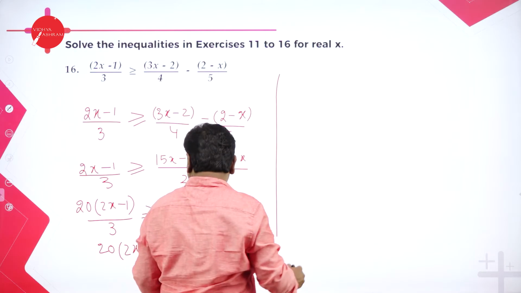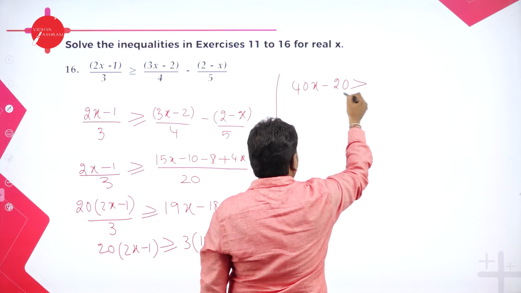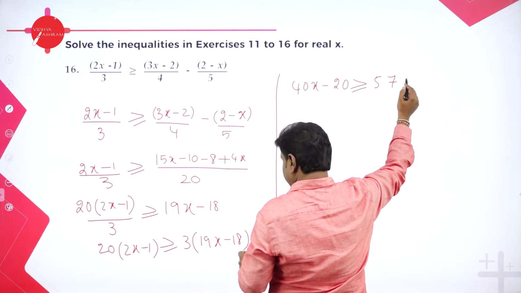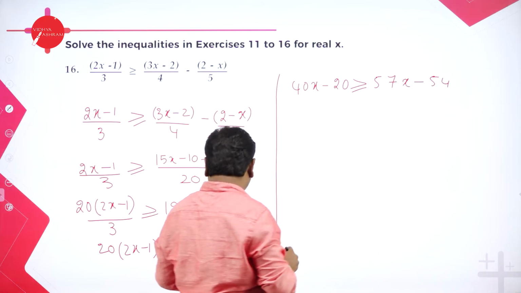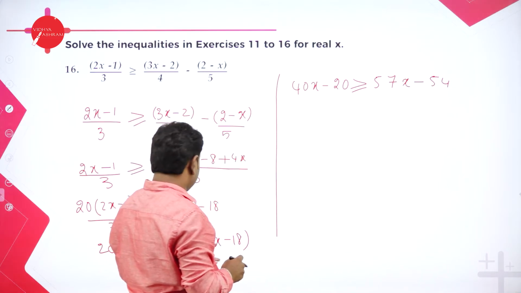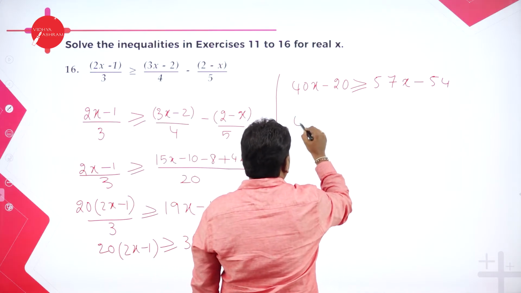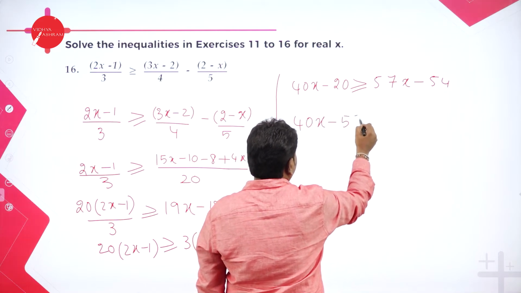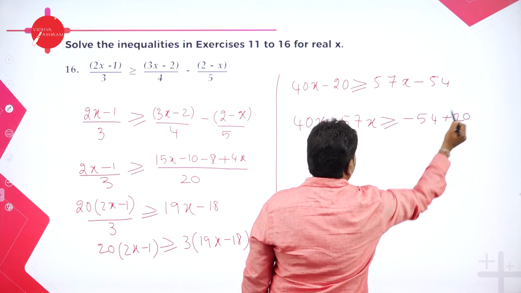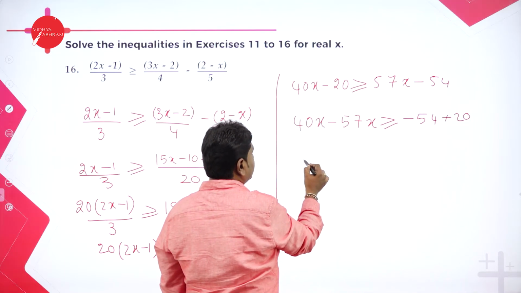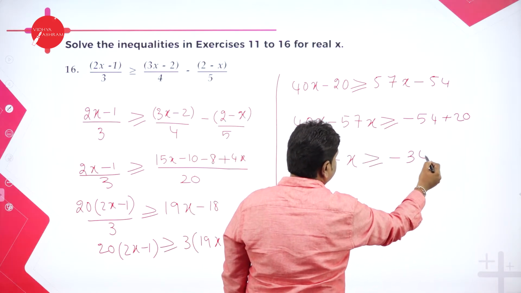Further simplify this. So 20 2s are 40x minus 20 greater than or equal to 57x minus 54. So 19 into 3, then 19 into 8, sorry 18 into 3. Now bring all x terms to one side. 40x minus 57x greater than or equal to minus 54 plus 20. So 40 minus 57 becomes minus 17x greater than or equal to minus 34.